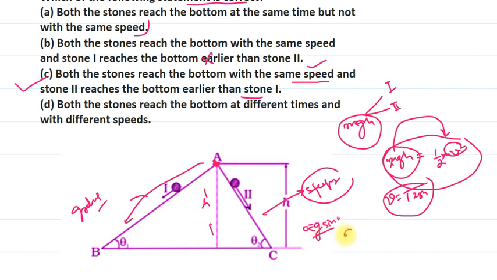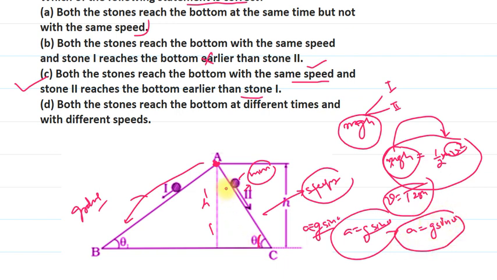Acceleration is equal to g sine theta whenever you are on an inclined plane; that is the expression for acceleration. In case number 2, theta is more, so sine theta is more, so the acceleration of the stone on plane 2 is more. Since it is steeper, the acceleration is more there, and because of this it reaches the bottom earlier than the first one. So both reach with the same speed, but stone 2 reaches the bottom earlier than stone 1. Thank you very much.